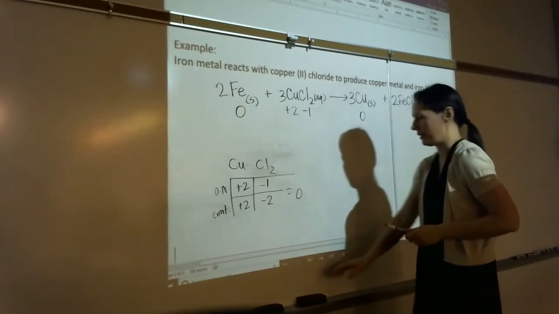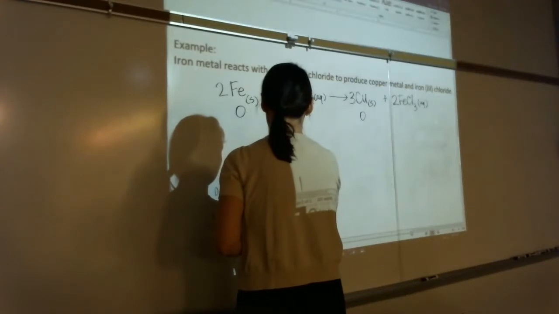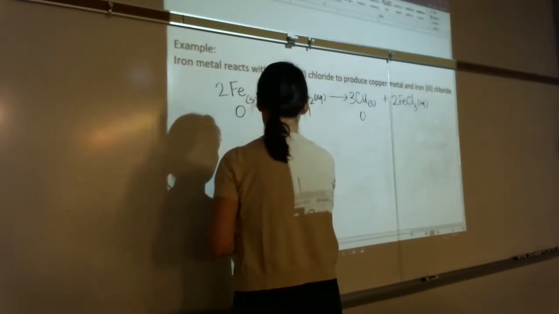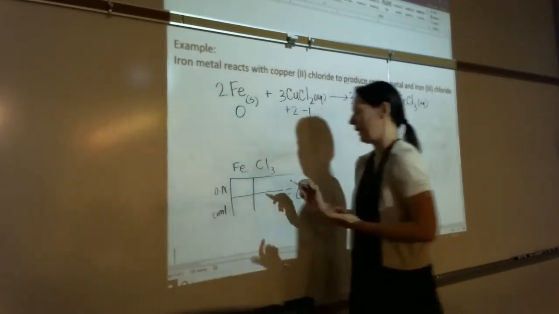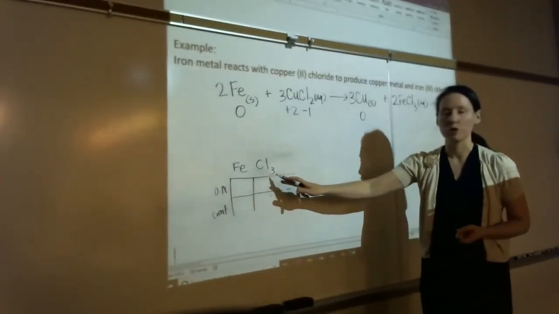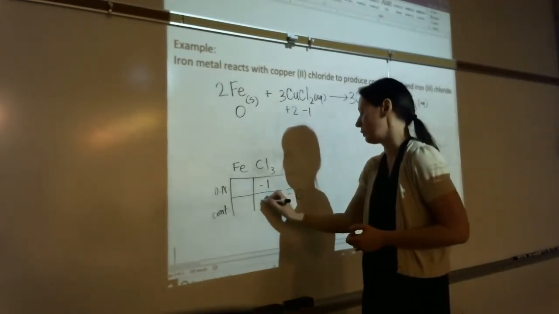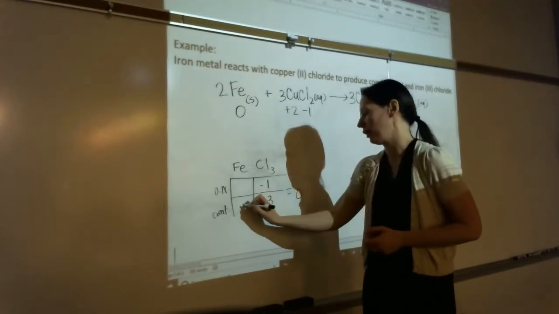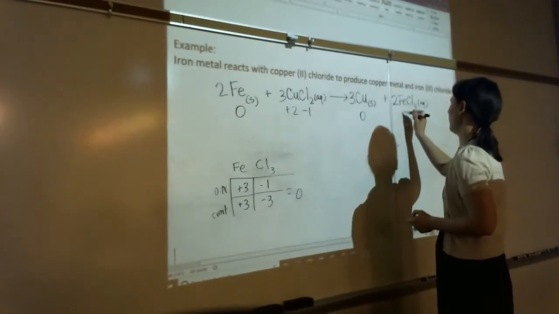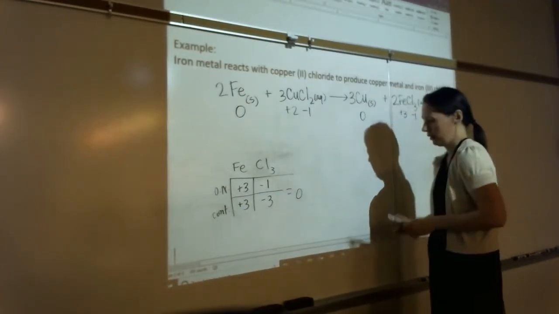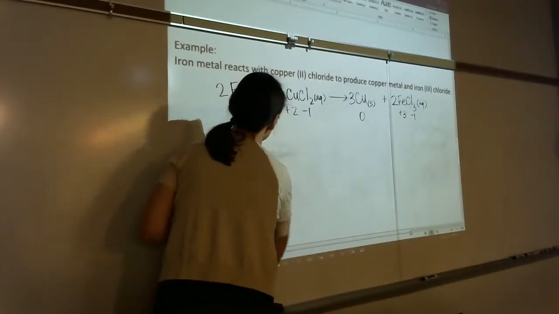And then FeCl3. Again, no rules for transition metals, but we have a usual rule for group 7. Group 7 elements are usually -1, and there are 3 of them, so -3. So therefore, iron must be +3. So +3 and -1. The first thing you do is go through and give everybody oxidation numbers.